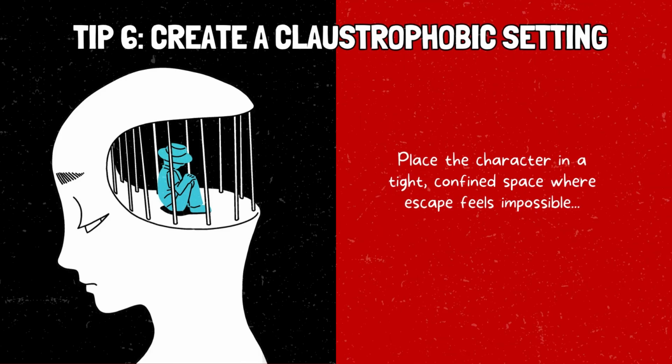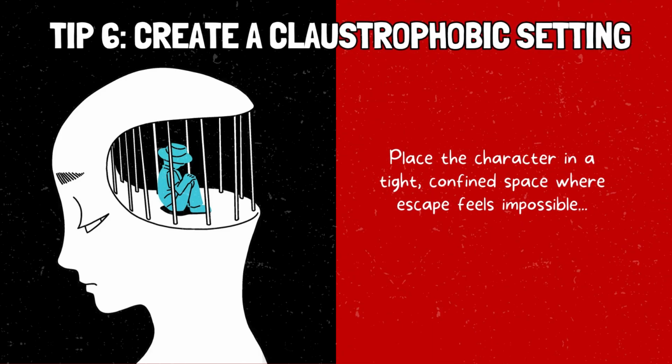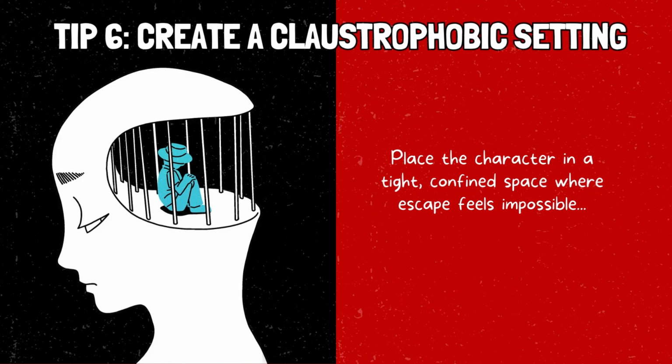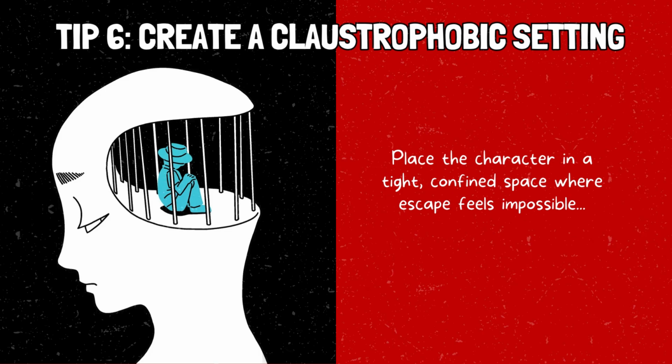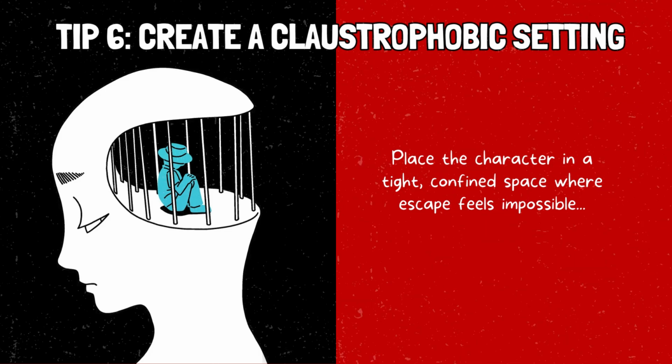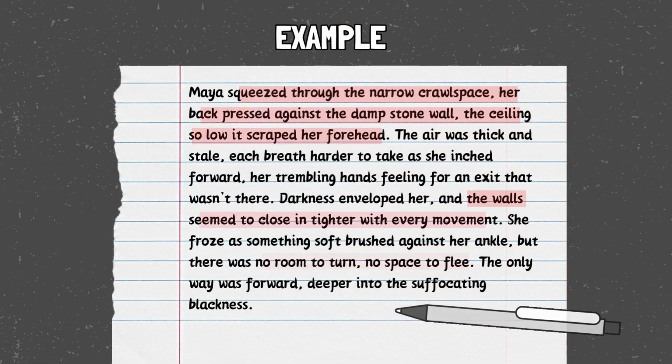Tip 6. Create a claustrophobic setting. Place the character in a tight, confined space where escape feels impossible, such as a narrow tunnel, a locked room, or a cave. The lack of space amplifies fear and anxiety, making even small threats seem overwhelming. Take a look at this example.